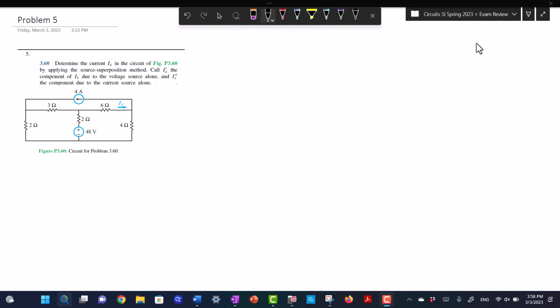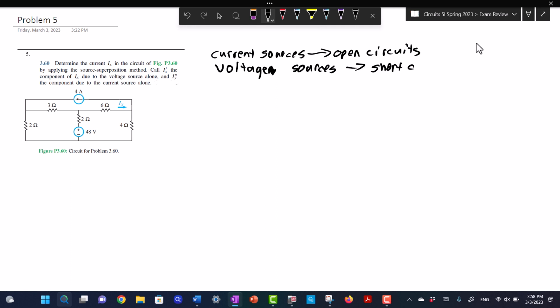So when I'm redrawing this with just one source, whatever source I'm leaving in, I leave it as it is. But other sources, I want to get rid of them. And when I do that, current sources become open circuits, and voltage sources become short circuits. So I redraw my diagram so that I just have one source.